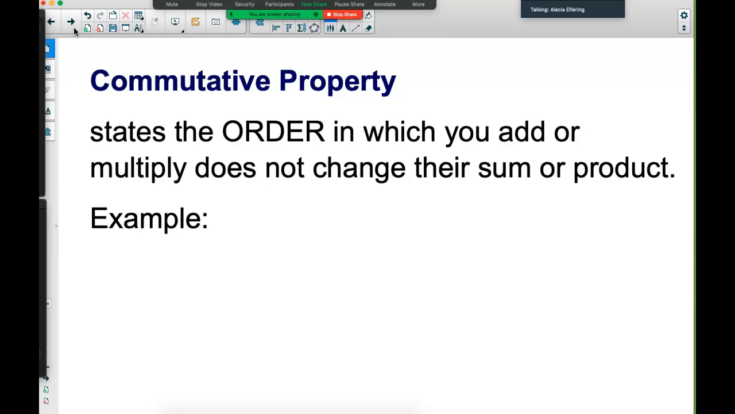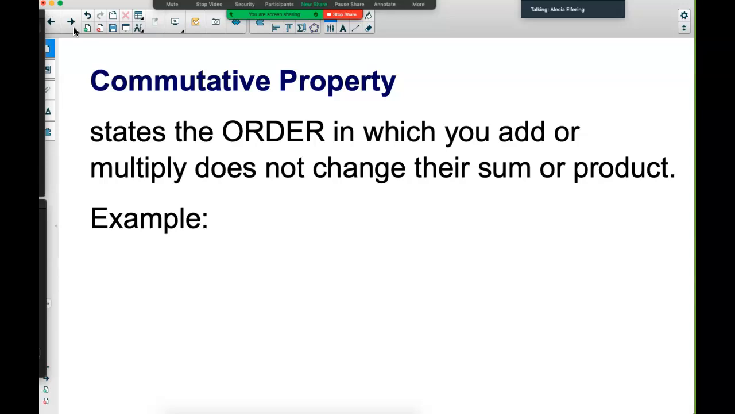Okay, so now this only works with addition and multiplication. And it basically is saying that we can change the order. Okay, so I want you to write these examples down. One example would be 3 + 2 = 2 + 3. That's the commutative property. I can switch the order and still get the same answer. We all agree with that? Same thing. We learned that a long time ago. We just kind of forget that there's actually a property that goes along with that.